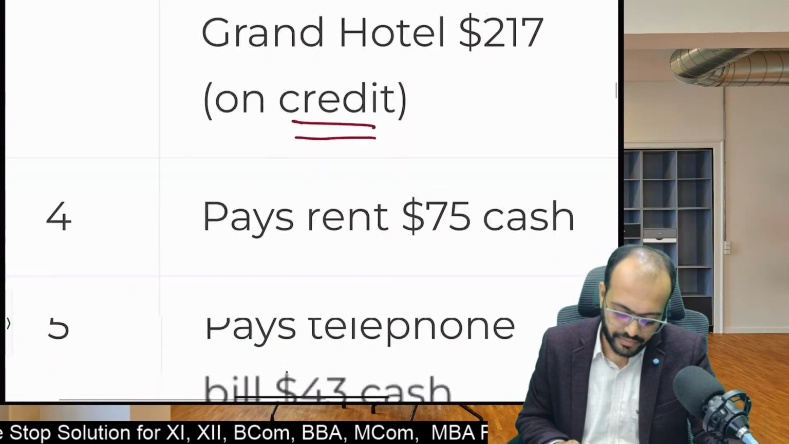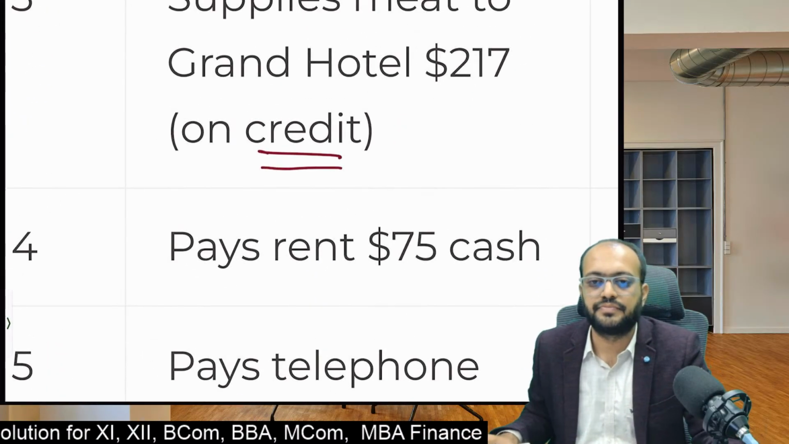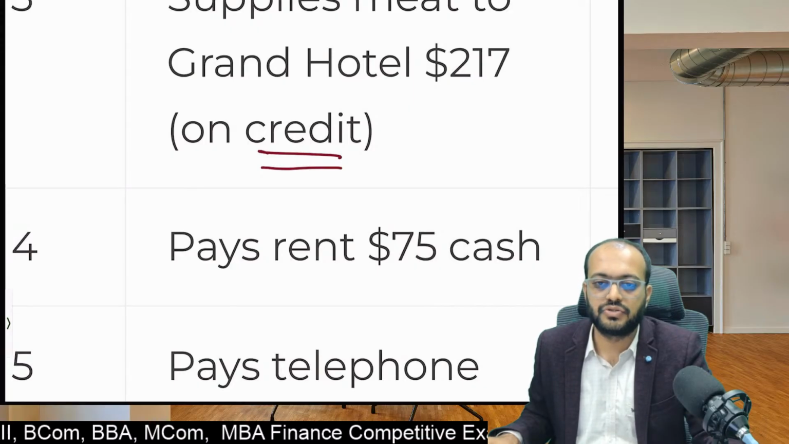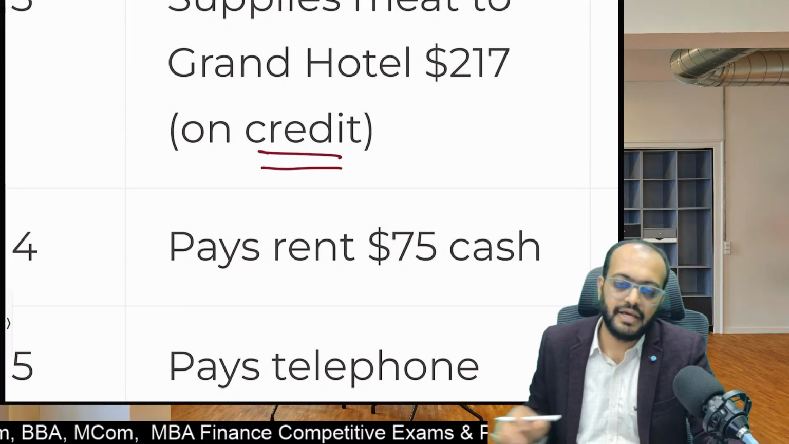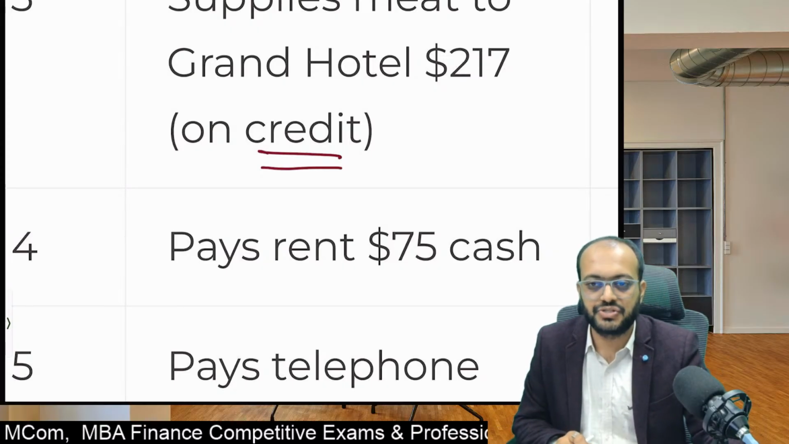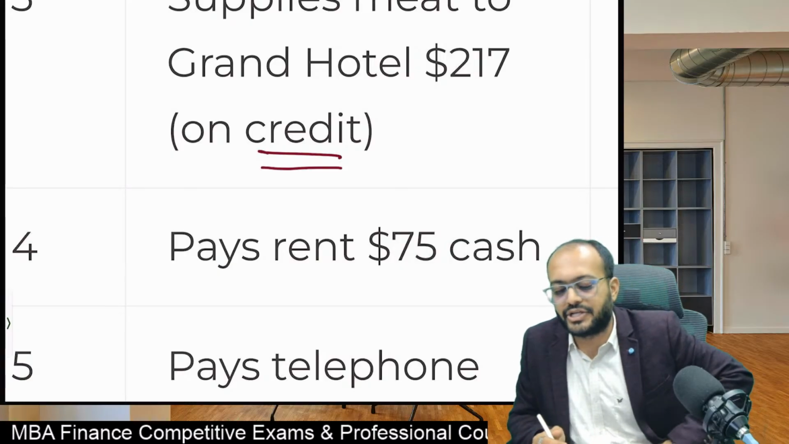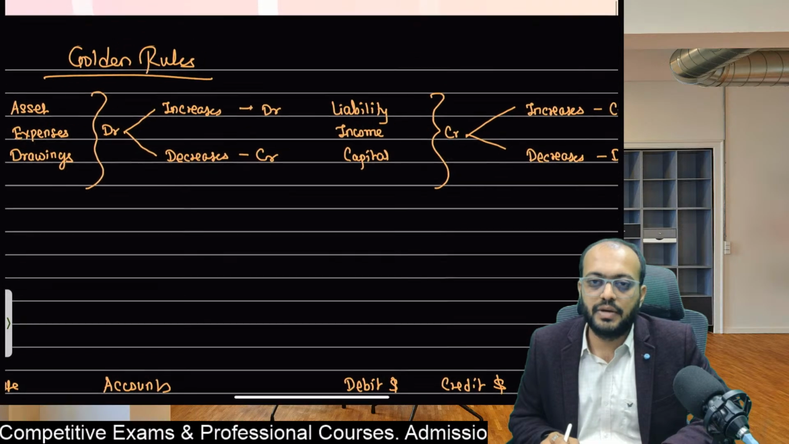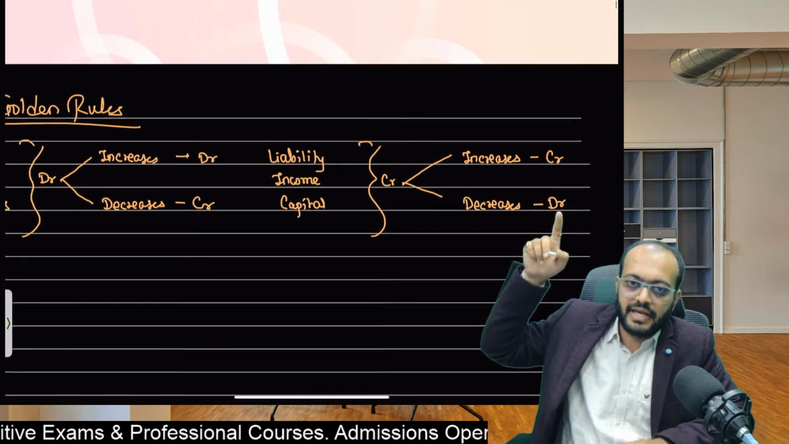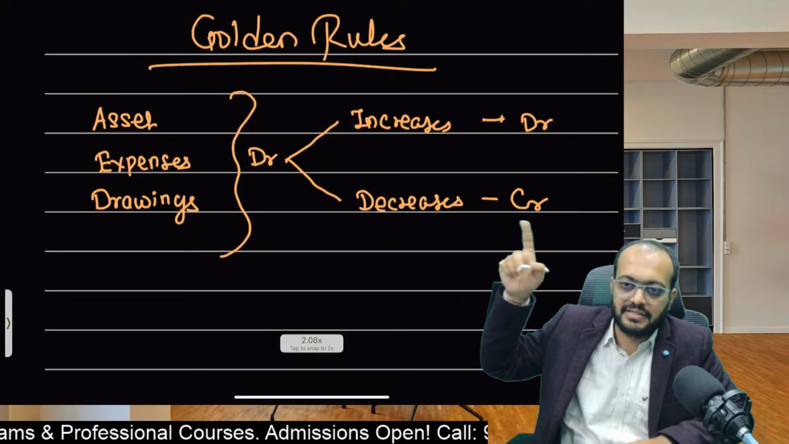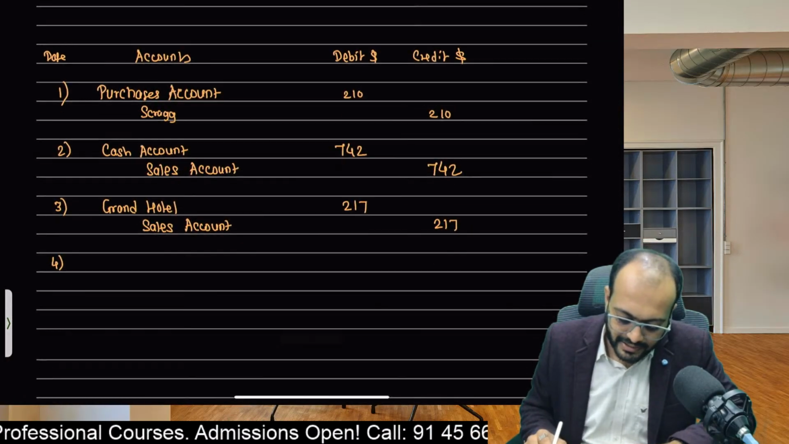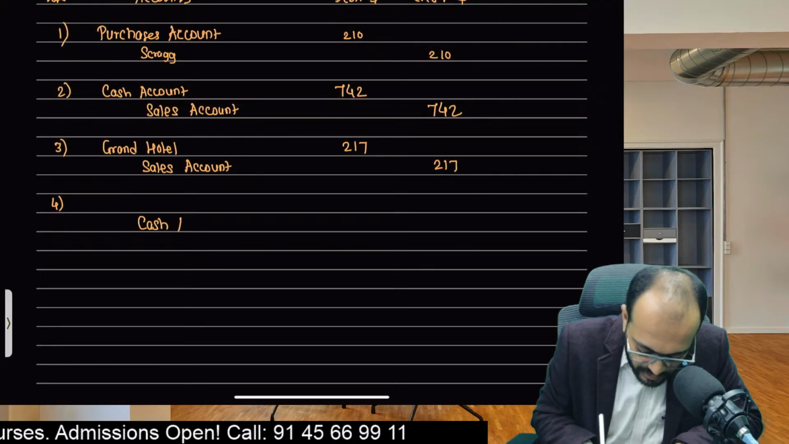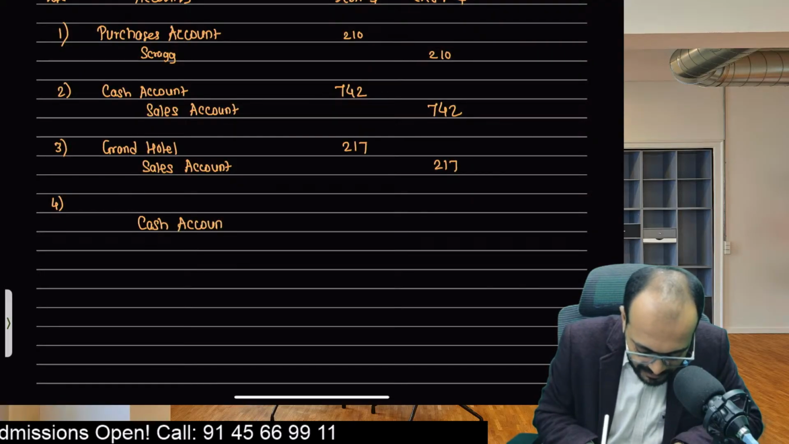Okay, moving to the next transaction. Transaction number 4: pays rent $75 for cash. So we are making payment of rent. First of all, we are paying cash, right? Pay rent by cash. So cash is our asset, and since we are paying cash, the cash balance decreases. Here asset decreases, so we have to give credit. So the cash account should be credited.